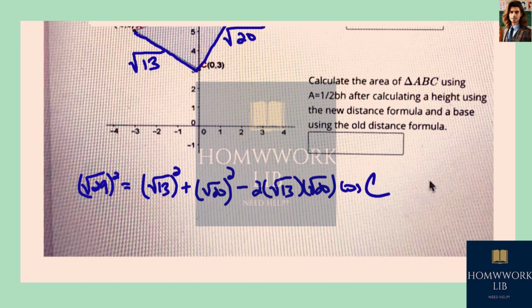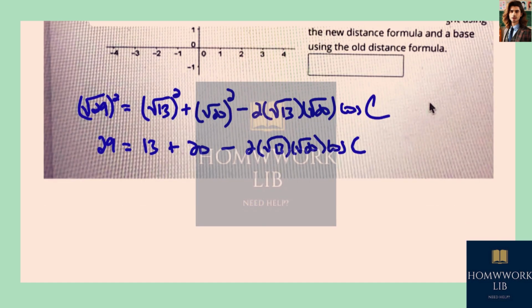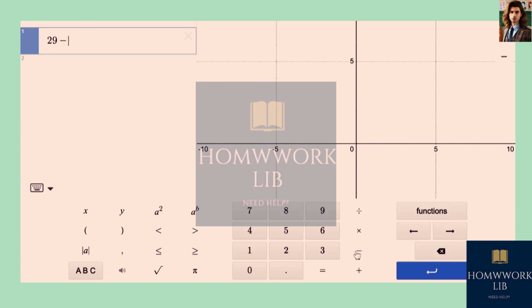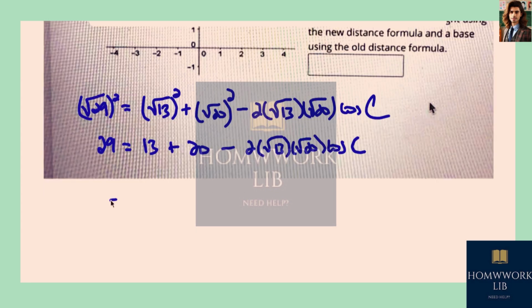So what we'll do is subtract the square root of 13. Well, let me actually clean this up, because we can make this a little bit easier on ourselves. The square root of 29 squared is 29. The square root of 13 squared is 13. The square root of 20 squared is 20. So we'll start with 29, and we'll subtract 13 and 20, and we get -4. Then we will divide by -2 times the square root of 13 times the square root of 20, and that will equal cosine C.